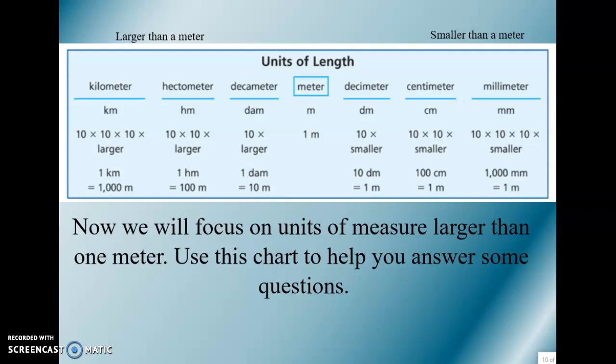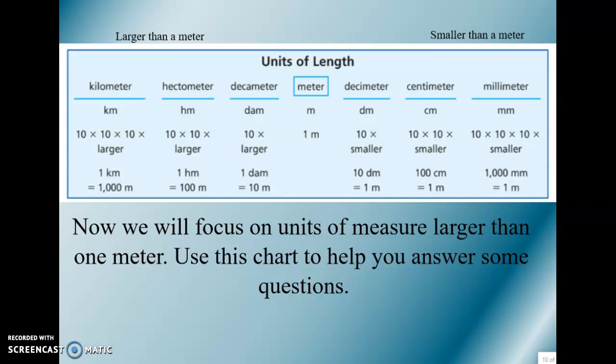So if I take 1 meter stick and I divide it into 10 pieces, those are called decimeters. If I take that same meter stick and I divide it into 100 sections, we now have centimeters. And if I take a meter stick and I divide it into 1,000 little pieces, those are called millimeters.